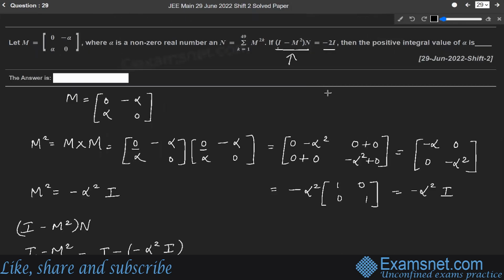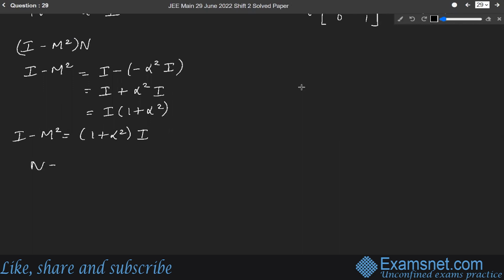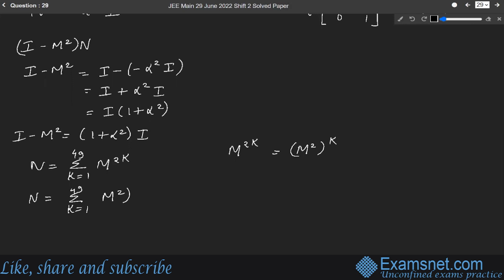Now let us look at the part of summation. What is n? N is equal to summation of k equals 1 to 49 m power 2k. So let us solve this. Now this m power 2k can also be written as m power 2 and whole power k, right? So let us write it this way. So n will be summation of k equals 1 to 49 m square power k. Why are we writing it in this form?